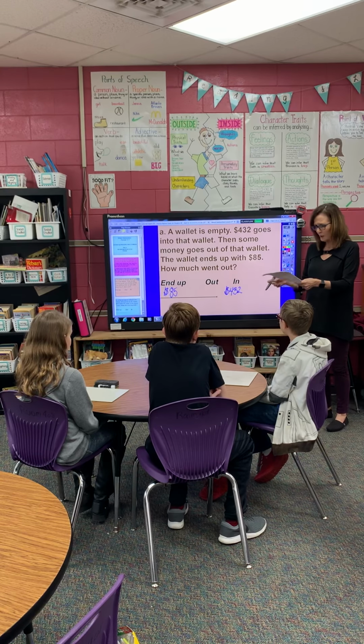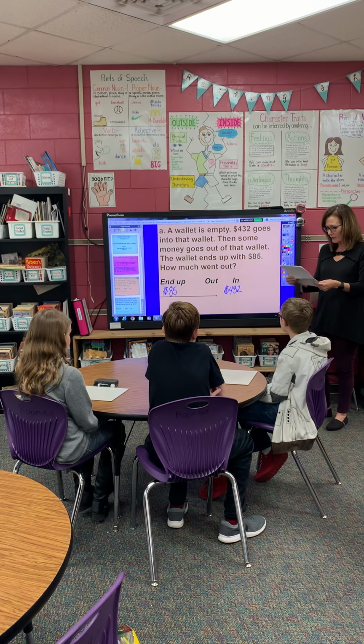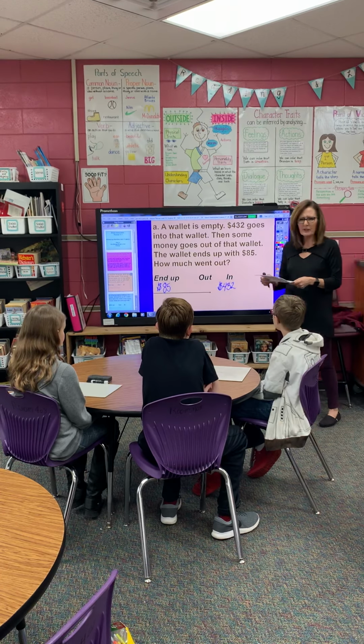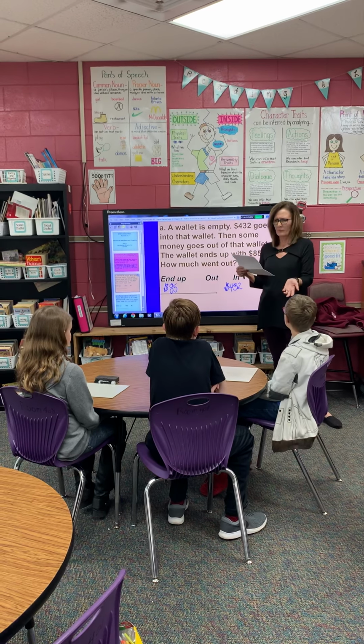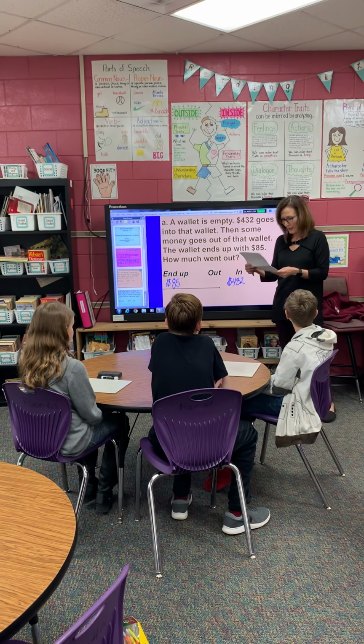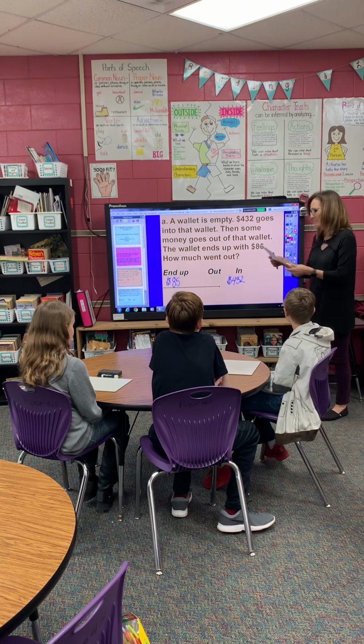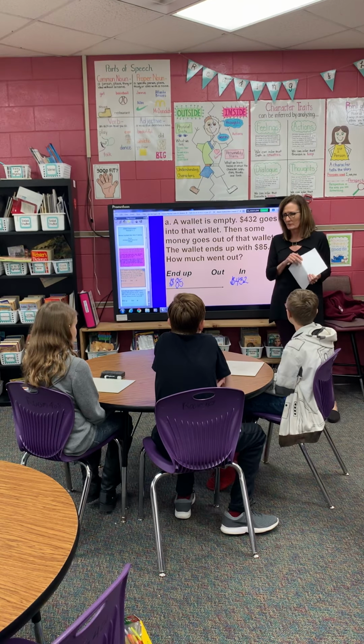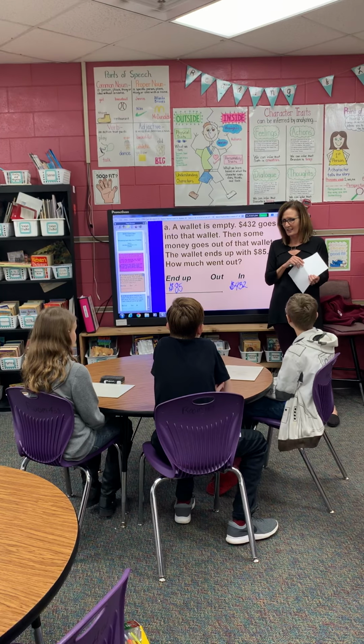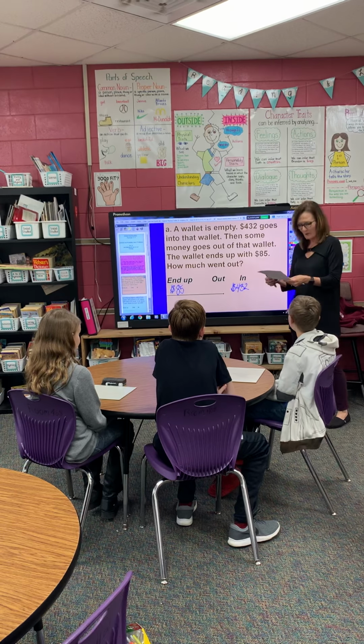Now that we have two numbers for the number family, we can figure out the third number. What is missing, a big number or a small number? Small number. How do we find a missing small number? Subtract. Say the subtraction problem. 432 minus 85. Good job.